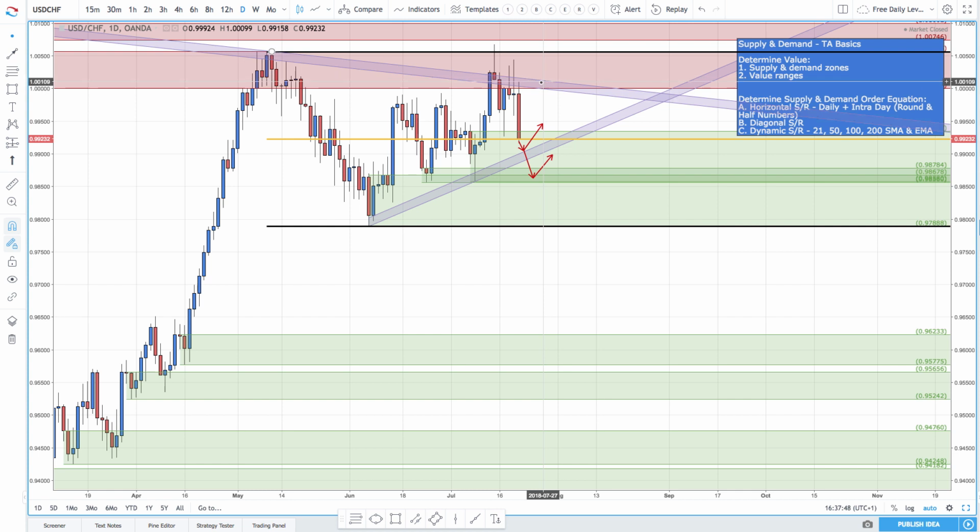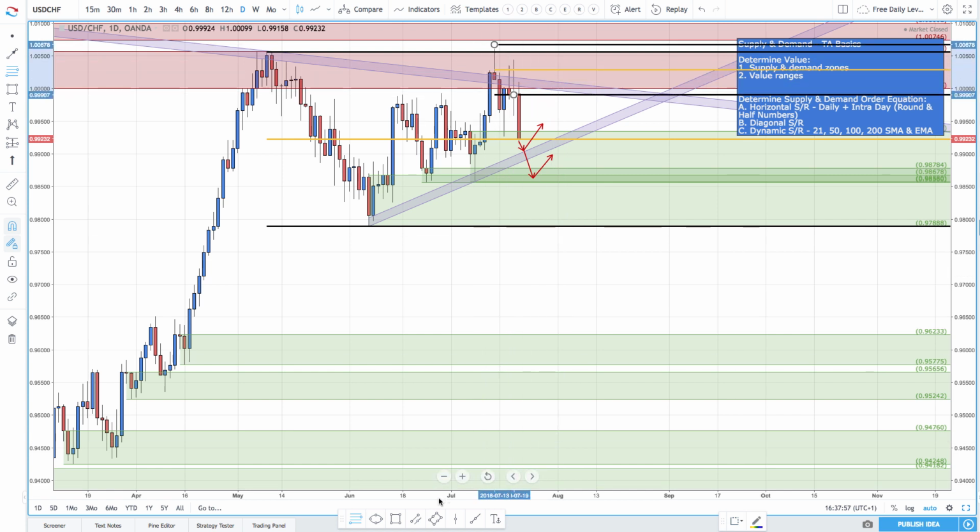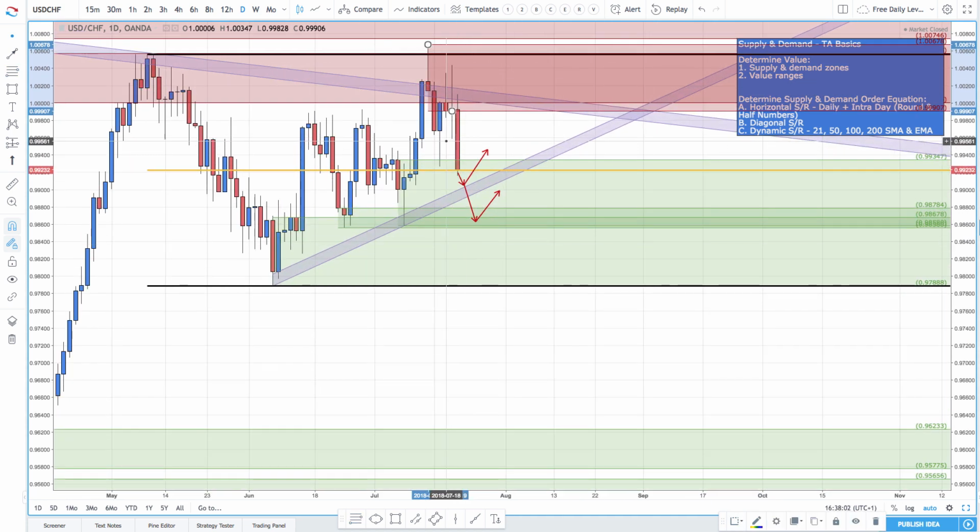If you're looking to be a seller, then what you want to do is look for that supply zone right there, right? So there's your supply zone as we've made lower lows and lower highs.